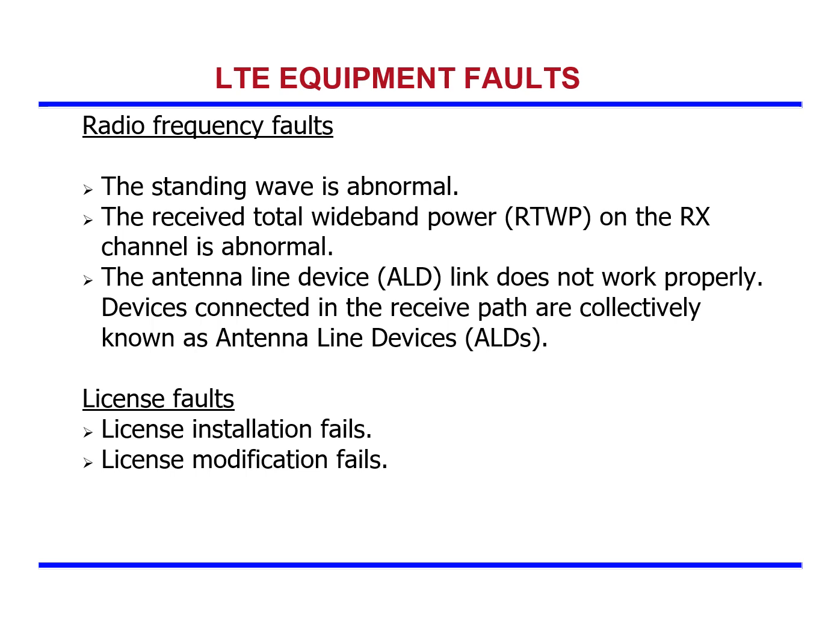Then come the radio frequency faults. The standing wave is abnormal. The received total wideband power (RTWP) on the received channel is abnormal. The antenna line device (ALD) link does not work properly. The ALDs are the devices connected in the receive path. The license faults can be there. License installation or modification fails.